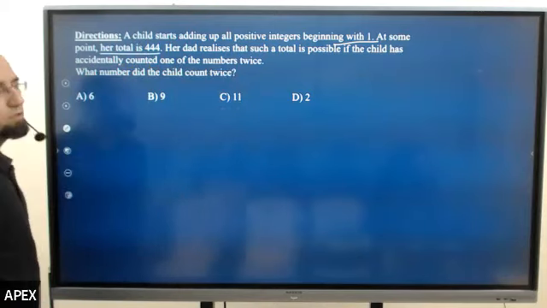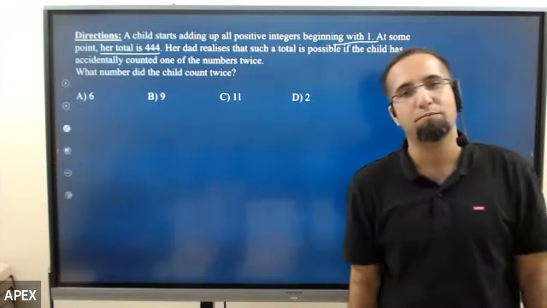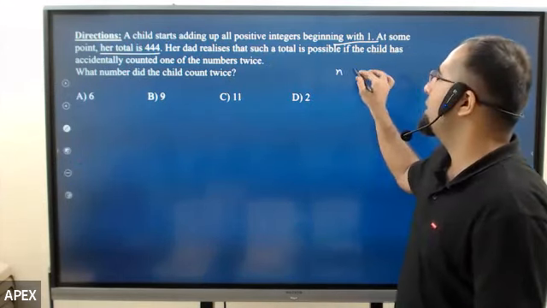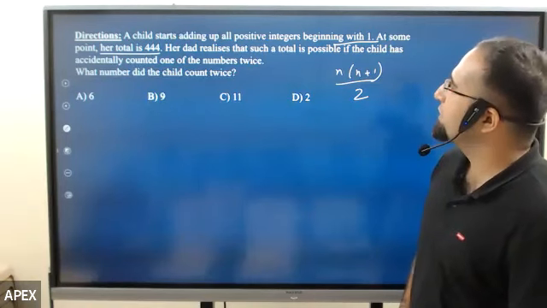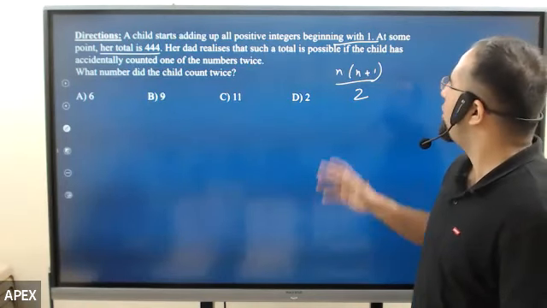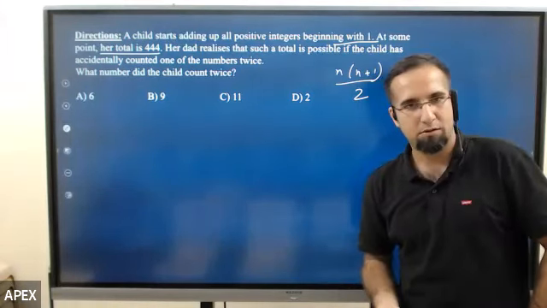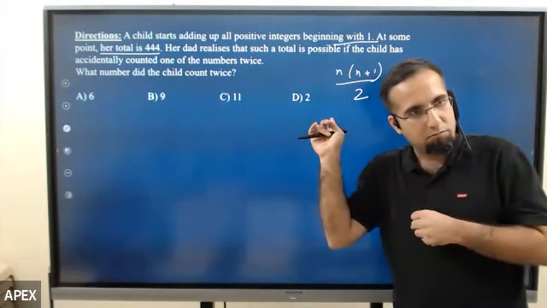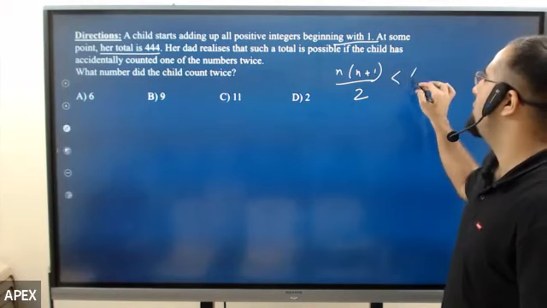total is 444. Can we calculate the sum of first n natural numbers? That's n into n plus 1 by 2. Right? Now n into n plus 1 by 2. Adding up all the positive integers, her dad realized that it is possible if the child has accidentally counted 1 extra number twice. That means the sum we got is more than this sum. So this should be less than 444.